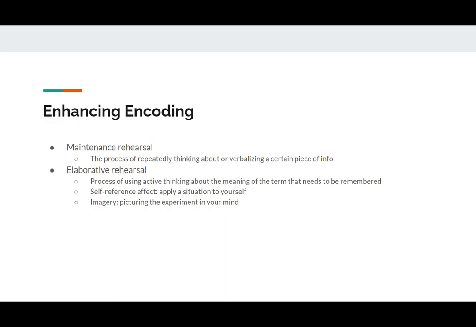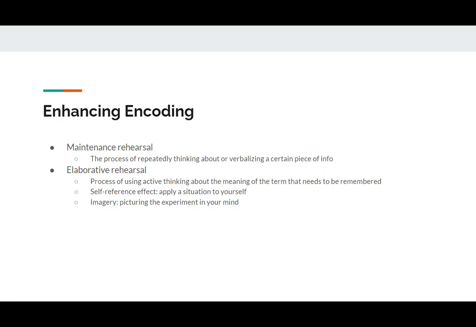The second type is elaborative rehearsal, which is the process of using active thinking about the meaning of the term that needs to be remembered rather than just repeating the word or information over and over again. For instance, if you want to remember the term hippocampus, you should first look up what it means. Then you find its purpose, look at the diagram, and study it. Then you think about how the term relates to the things you already know.